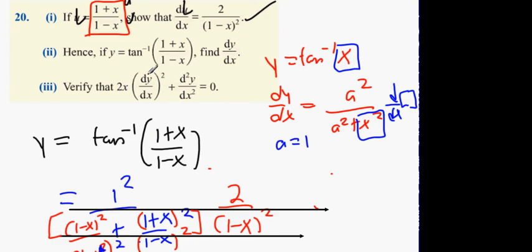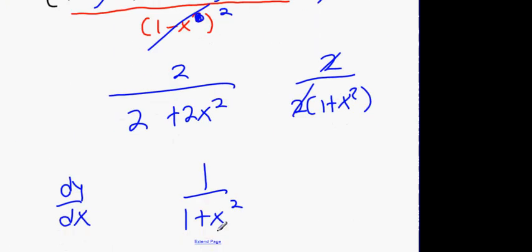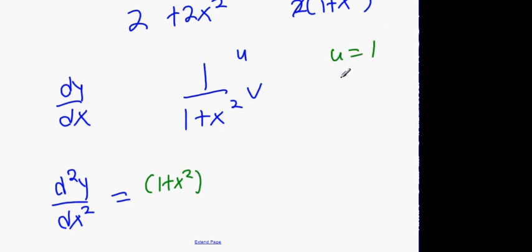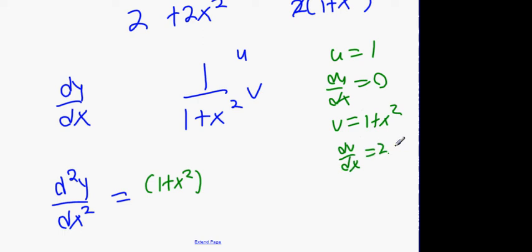Now it brings me on to part 2. Verify that 2x times the first derivative squared plus the second derivative equals 0. I now need the second derivative. So I'm currently well invested in this question. I need to find out what d2y/dx squared is. Once again, quotient rule: v times du/dx. What's du/dx, guys? v is equal to 1 plus x squared, and dv/dx is 2x.